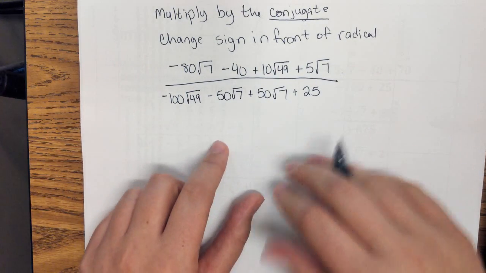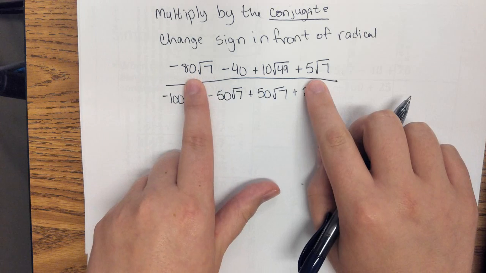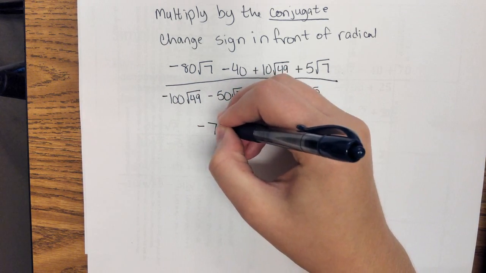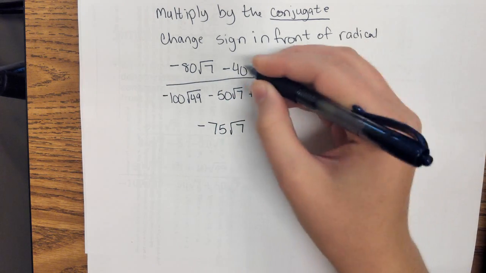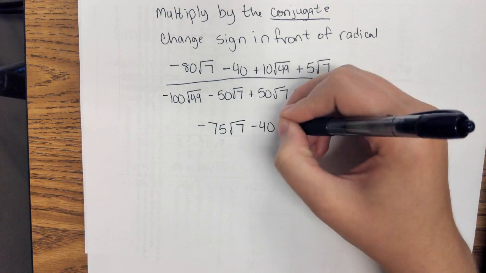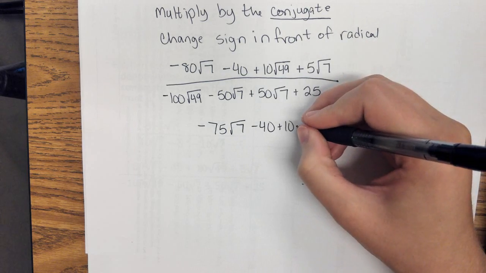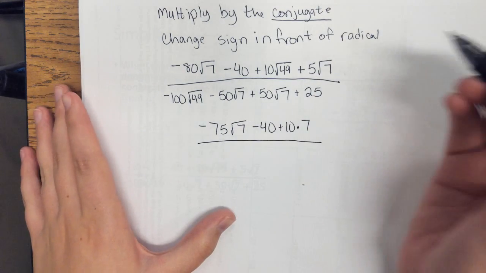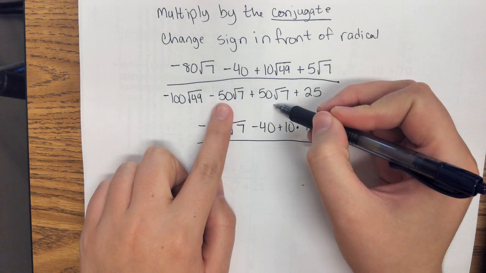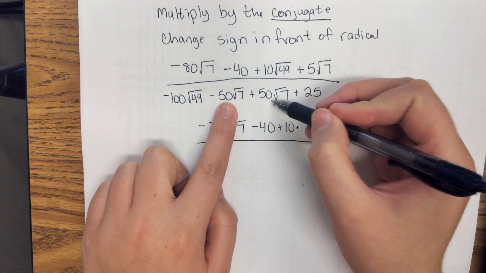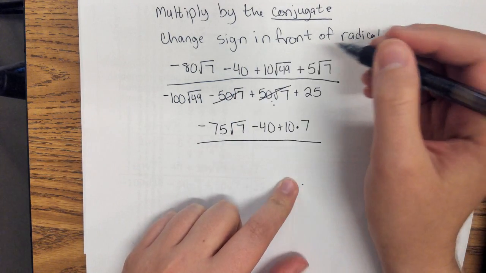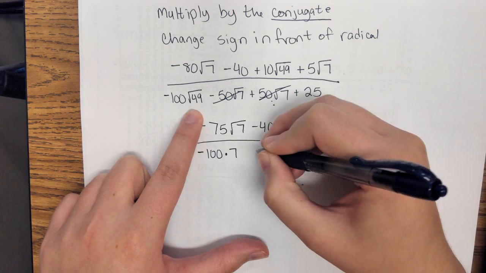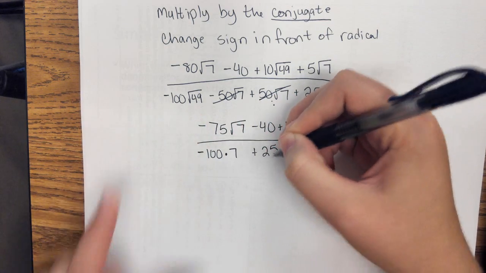So on the top, let's see, some like terms. I have negative 80 square root of 7 and positive 5 square root of 7. That's negative 75 square root of 7. I have a minus 40. I have a plus 10. Square root of 49 is 7. So we're going to multiply that. On the bottom, and this was the whole point, these terms cancel out. Negative 50 square root of 7, positive 50 square root of 7, those are gone. I have my negative 100. Square root of 49 is 7. And I have a plus 25.